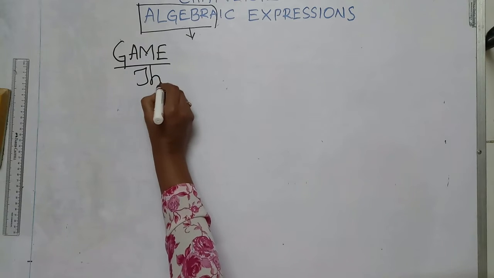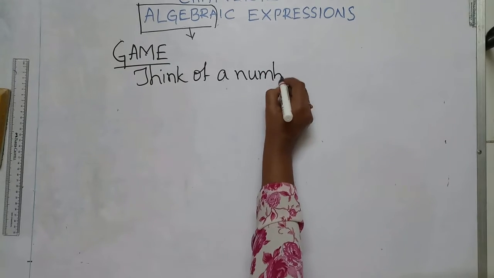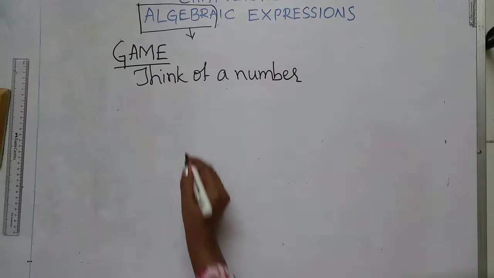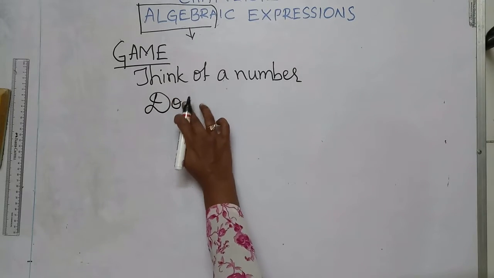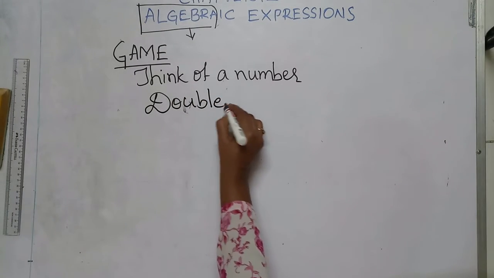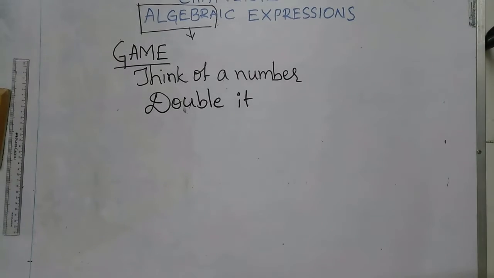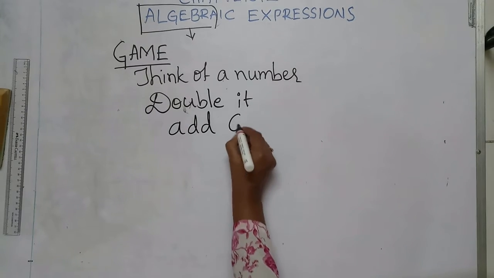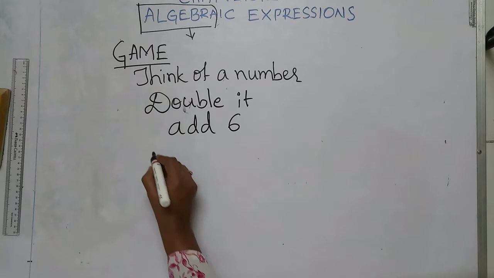Think of a number. This is also called the think of a number game. First think of a number, let the number be positive. Then we'll double it. We are going to double that number either by adding the same number to itself, or I can multiply it by 2. That is how we'll double it. After doubling it, we are going to add 6 to that number.